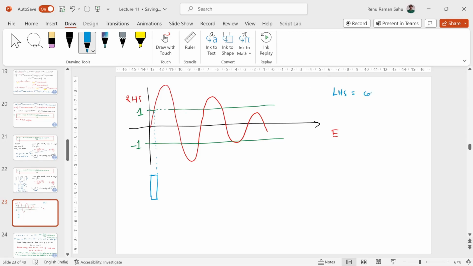LHS is equal to cos Ka, and cos Ka can be between -1 to 1 only, right? So only those values which are between -1 to 1 give real values. So those are the allowed values. You are getting the point?